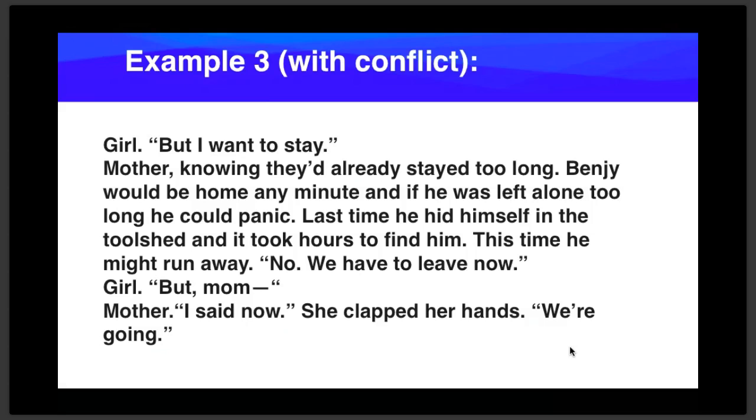So she says, no, we have to leave now. Little girl, because she's a little girl, says, but Mom. And the mother says, I said now. She clapped her hands. So we added visceral body language that reinforces we're going. This is conflict from the girl's point of view, but the mother also feels this conflict because she has a reluctant child knowing that she has to get home for another child. So again, it's not bombs. It is not big conflict. It is little conflict, but it raises questions in the reader's mind.